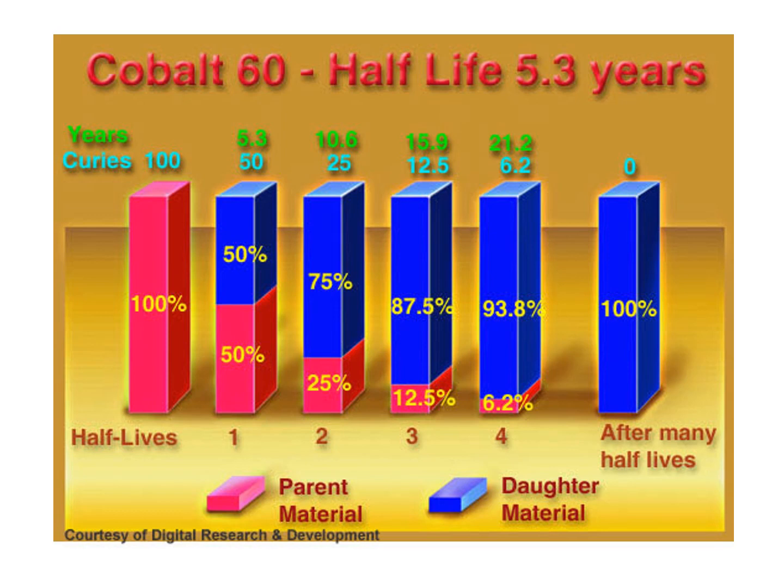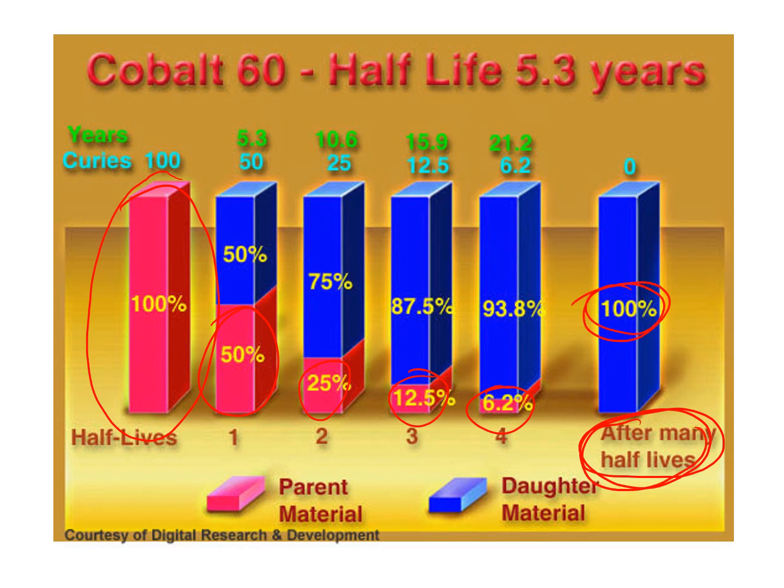So here we see the same thing. Here's the parent. We start off with 100%, and then we go down to 50%, 25, 12.5, 6.25, and then it would go 3.125. And what you can see is that it'll never reach 0, but after many, many half-lives, it will eventually all turn into daughter material.